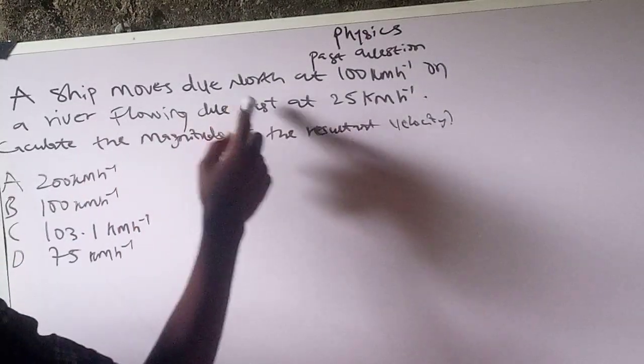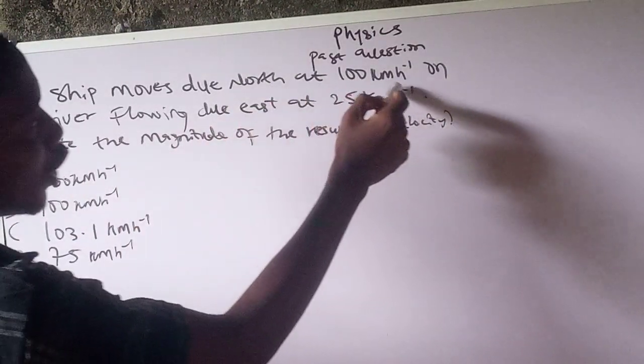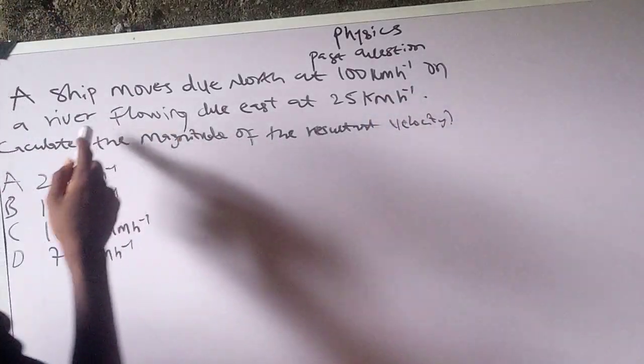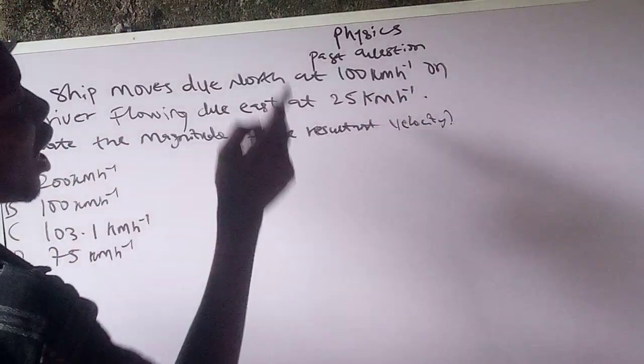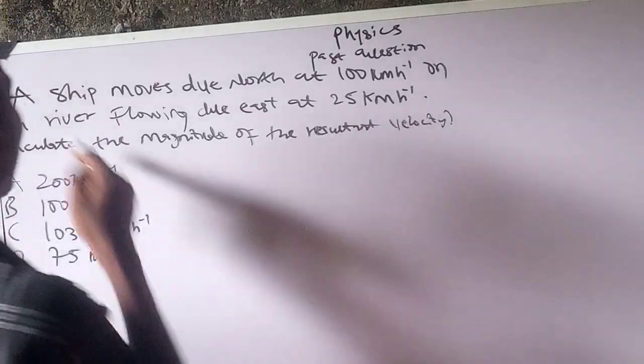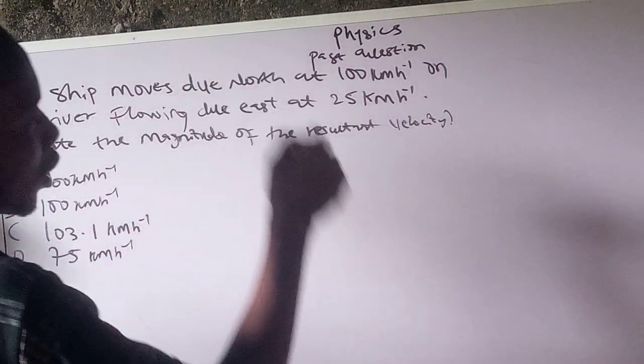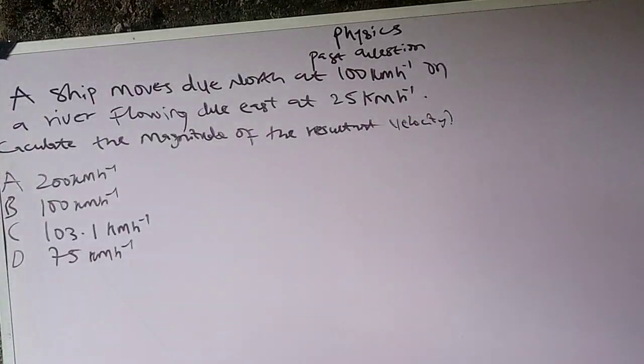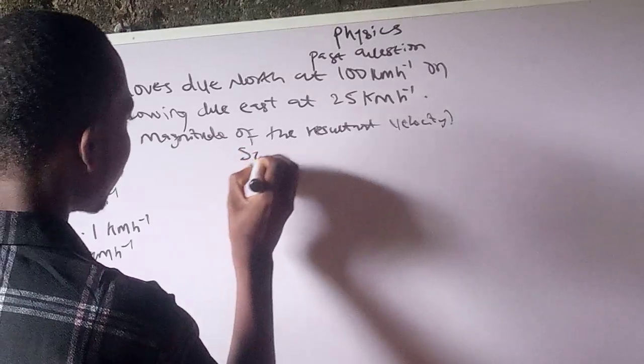A ship moves due north at 100 km/h on a river flowing due east at 25 km/h. Calculate the magnitude of the resultant velocity. You will be like, all this physics problem again. Now listen, let's solve it. Solution.